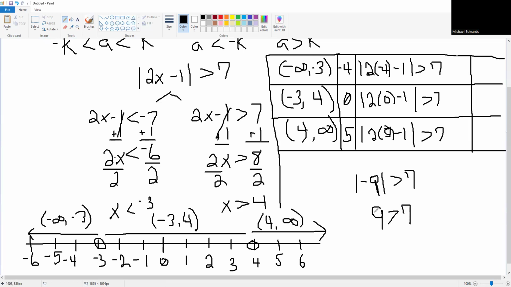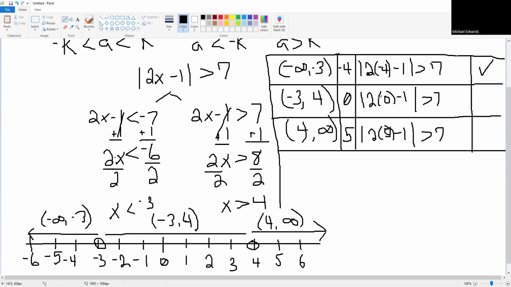So now, is 9 greater than 7? Yeah, so this checks out. It's a good one. We have to watch for that. We can't forget the absolute values. All right, let's move on.